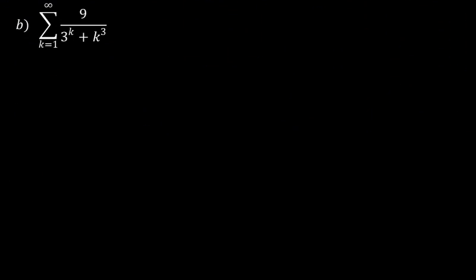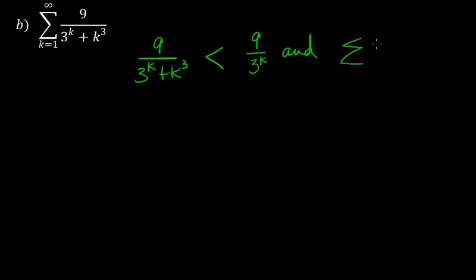The next one, we have the most powerful thing there is, 3 to the k, on the kth term. So we could compare this to a geometric series or a p-series. Here, I'll do it both ways. We could say that 9 over 3 to the k plus k cubed. Now I want to make it bigger, so I could make it bigger by making the denominator smaller. I could write 9 over 3 to the k, and the summation of 9 times 1/3 to the k converges.